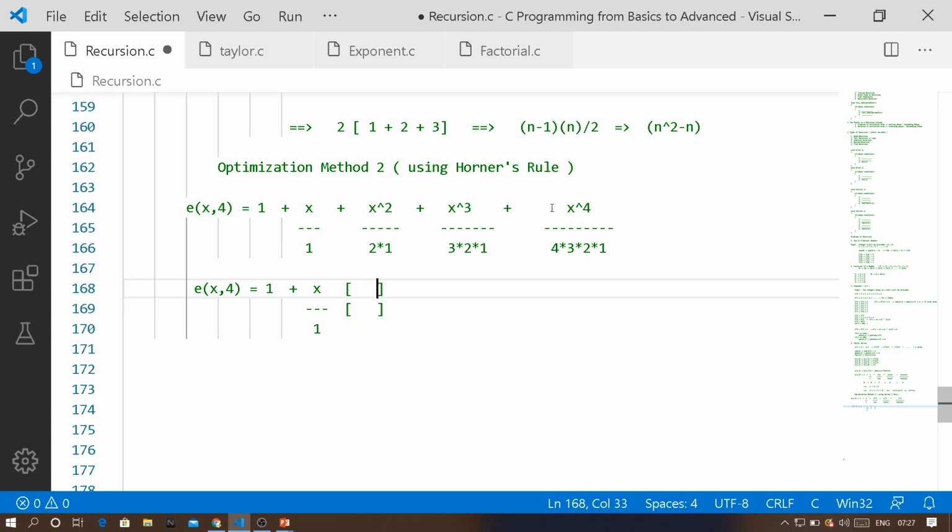Whenever you take some term common outside, you write the remaining part inside a bracket for better understanding. Now I have introduced a bracket, so we can start writing. If x divided by 1 is taken common outside, what will this term become? This term will become 1, because when you take x divided by 1 from this term, the only remaining part is 1. So the first part will definitely be 1.